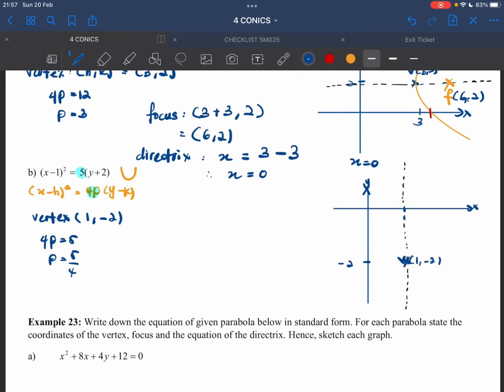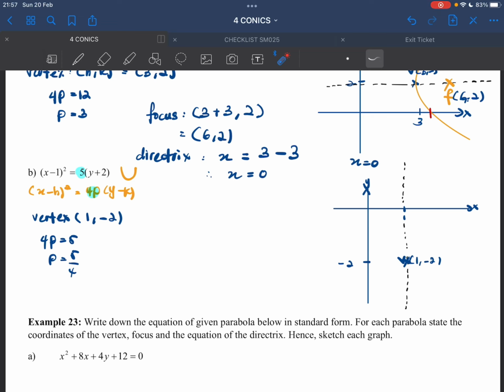So here is the vertex. We know that the shape is open upward. So maybe it's going to be like this, maybe it's going to be like this. It depends on the x-intercept and y-intercept, so you have to find that intercept. Okay, so now we are going to find the focus.